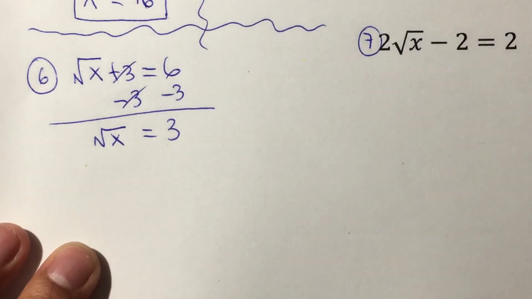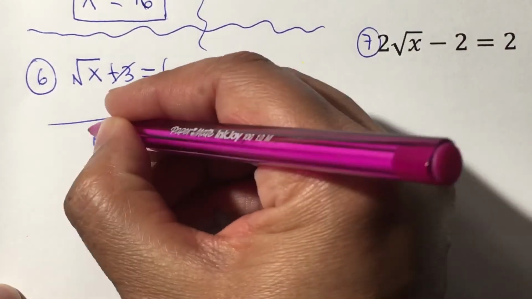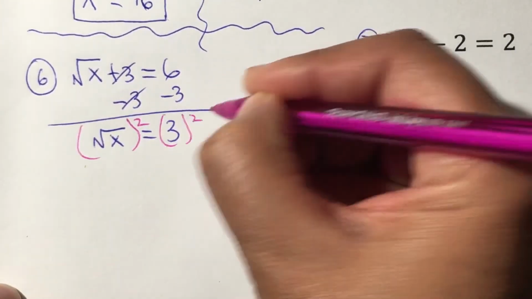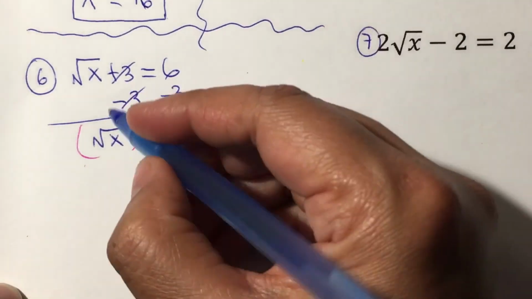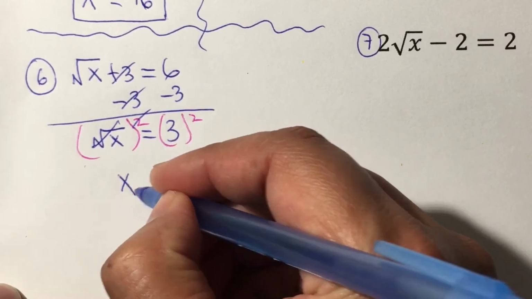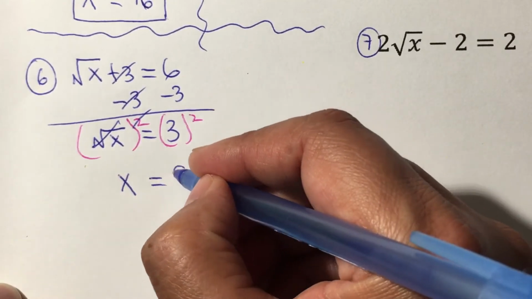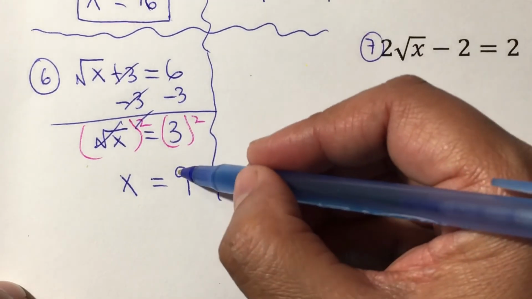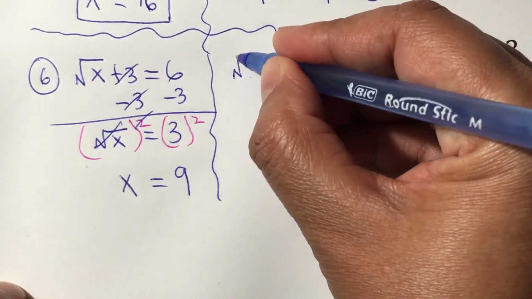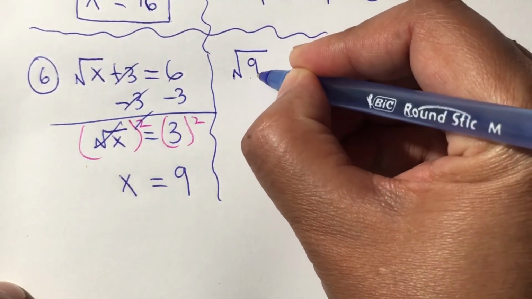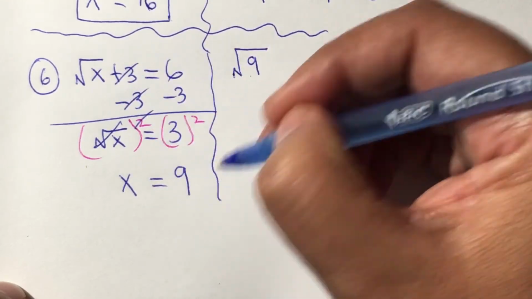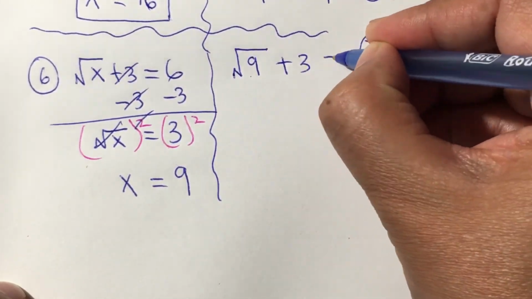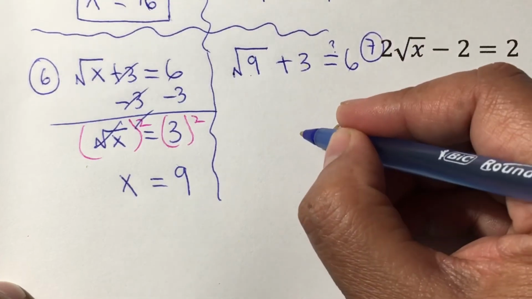We square both sides to get rid of the square root because they cancel each other, and we get x is equal to 9. Again, for the checkup, we just substitute the answer into the x, and so the square root of 9 instead of x is square root of 9 plus 3. Is it equal to 6?